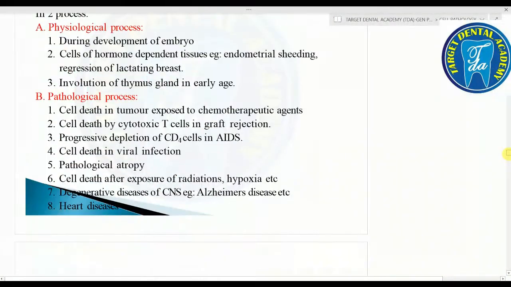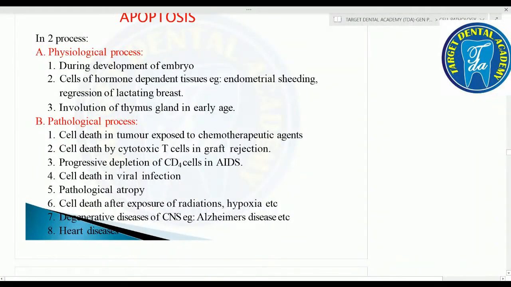So first we are going to discuss apoptosis. Apoptosis occurs in two processes, the physiological and the pathological process. In the physiological process, it takes place during the development of the embryo. The cells, the hormone, it depends upon the tissues. Example, the endometrial shedding, regression of the lactating breast, and the involution of the thymus gland in early age.